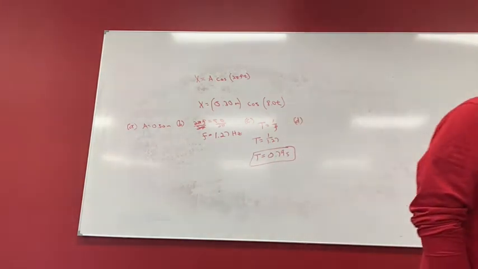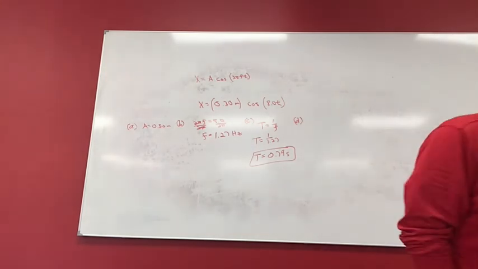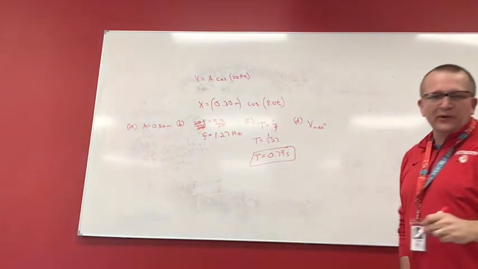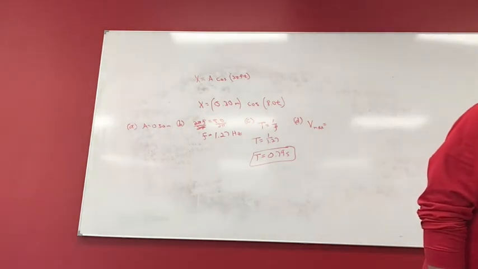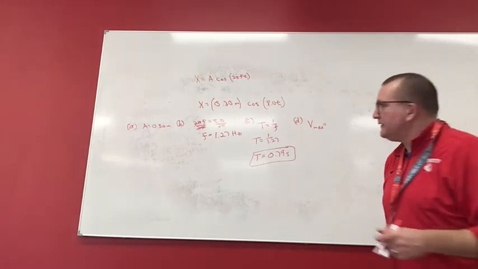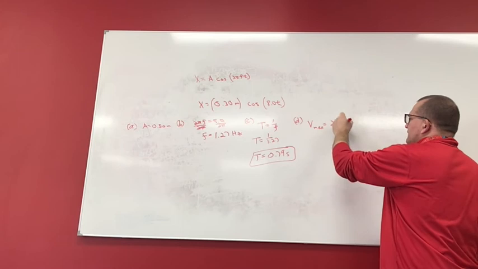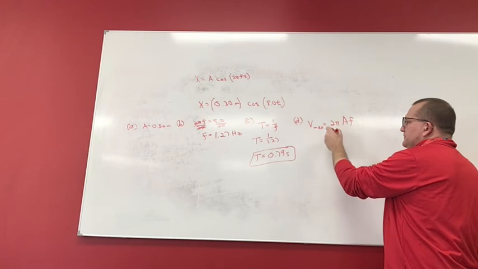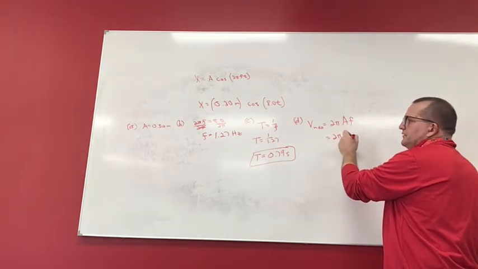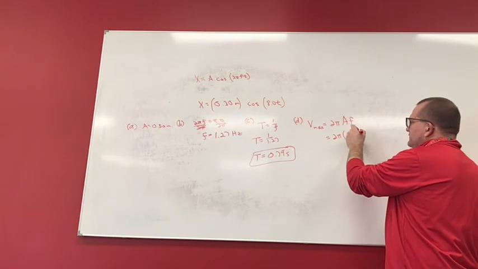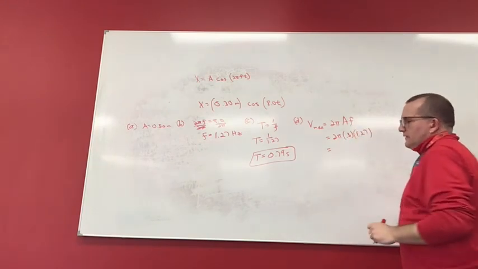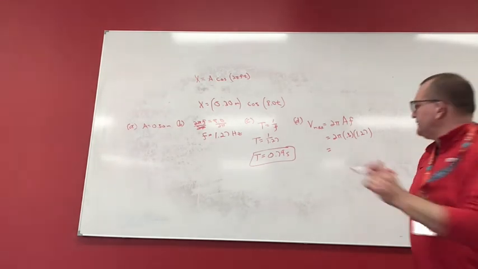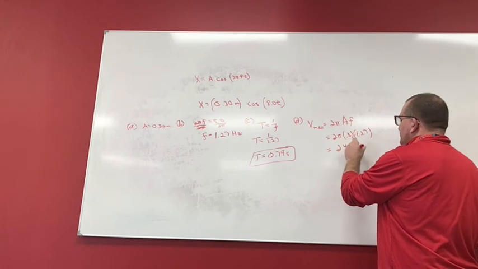D wants to know the max speed, Vmax, and this was derived from another equation, but I'll give this to you. It's 2 pi A f: Vmax equals 2 pi times amplitude times frequency, right? So 2 pi, my amplitude is 0.3, and my frequency is 1.27. And I solve away with that, and I get 2.4, so my max velocity is 2.4 meters per second.